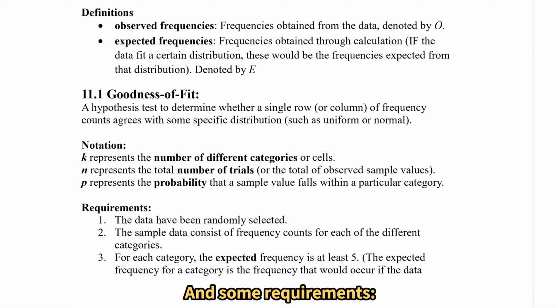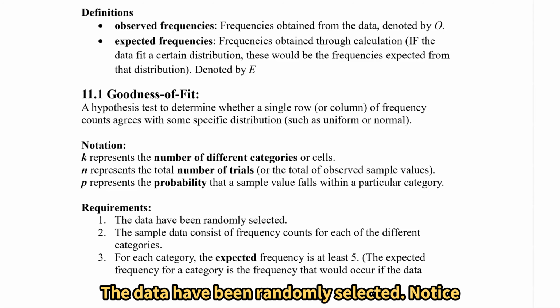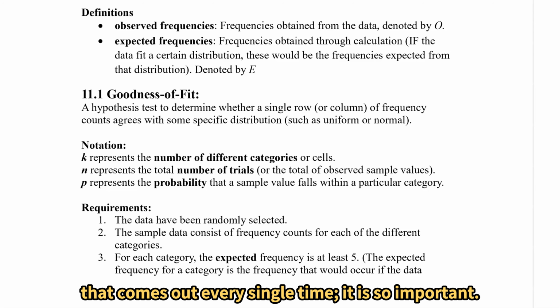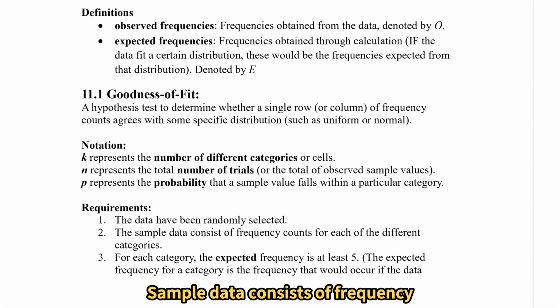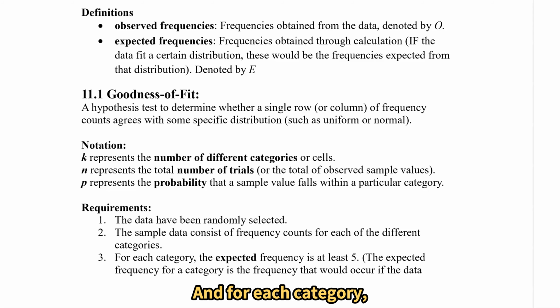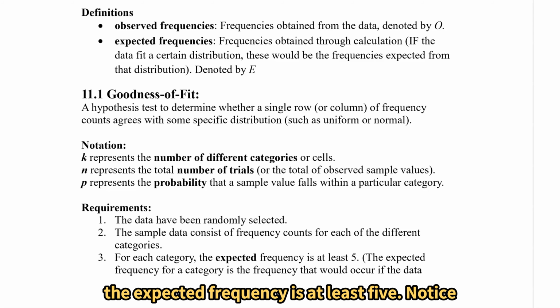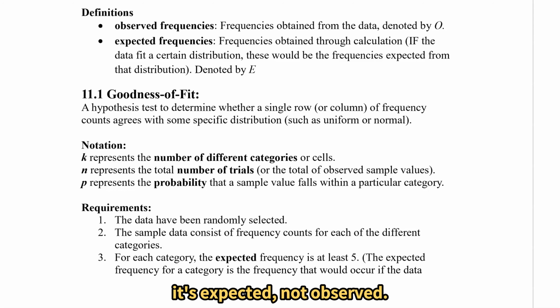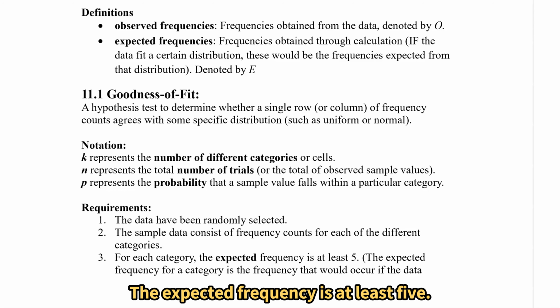And some requirements: the data have been randomly selected. Notice that comes up every single time. It's so important. Sample data consist of frequency counts for each of the different categories. And for each category, the expected frequency is at least 5. And notice this is expected, not observed. So the expected frequency is at least 5.